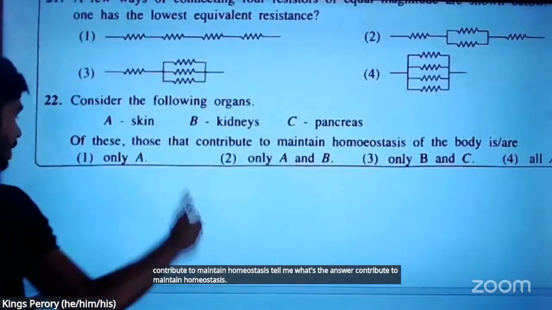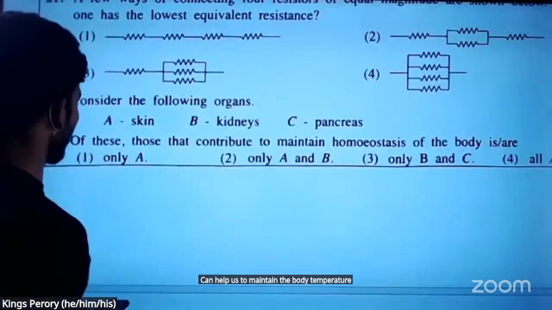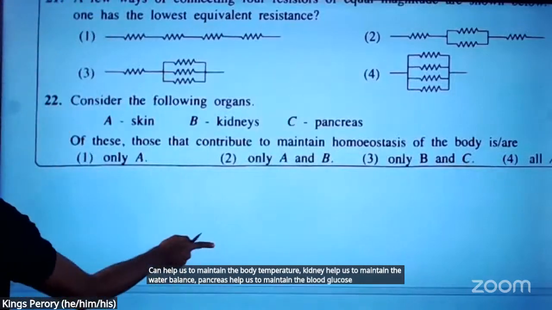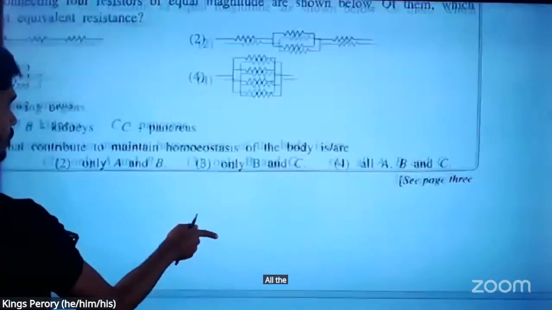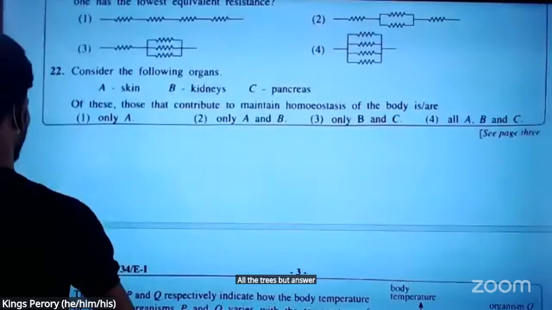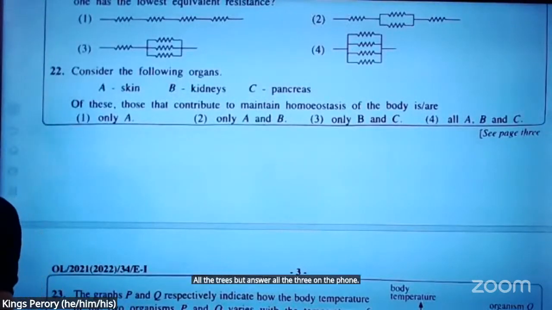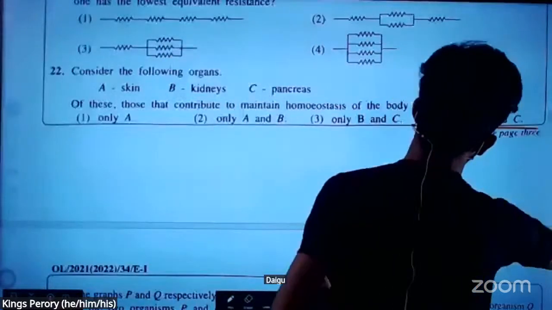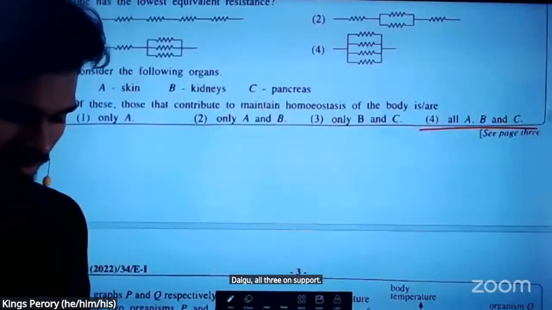Skin helps us to maintain the body temperature. Kidney helps us to maintain the water balance. Pancreas helps us to maintain the blood glucose level. Then all the three, what is the answer? Answer 4. All the three, answer 4. There you go.